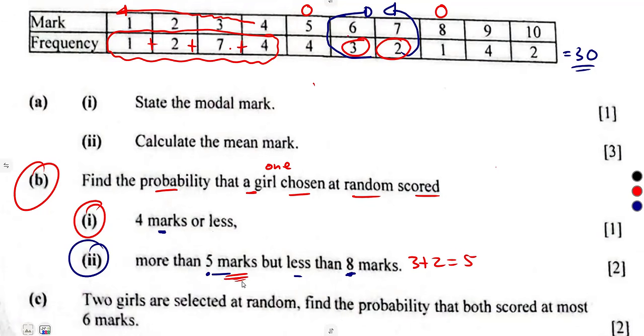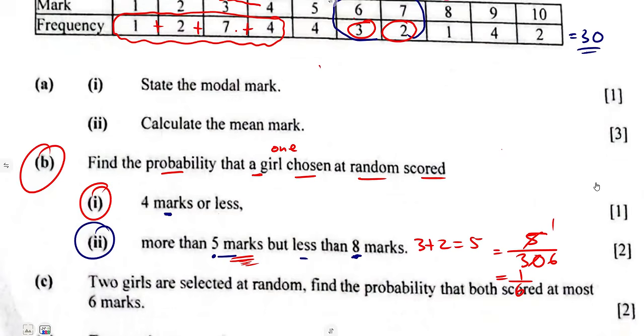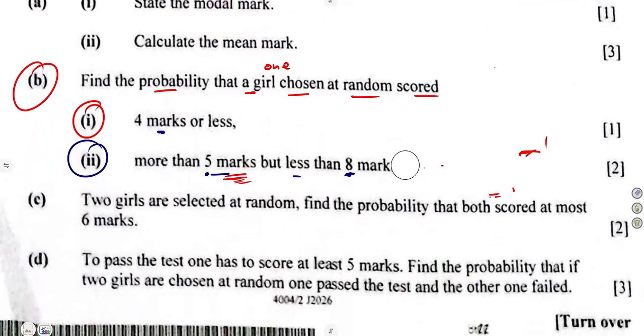So the probability of obtaining this is going to be 5 out of 30. That was going to be our probability now, which is 1 over 6 if you reduce by 5. You're going to obtain 1 over 6. So that was the consideration. Just once you consider the probability of that section.